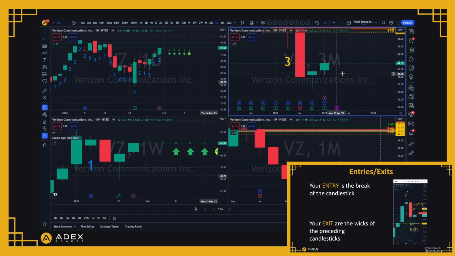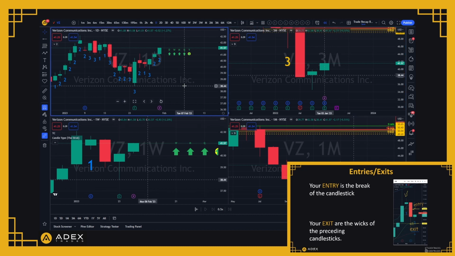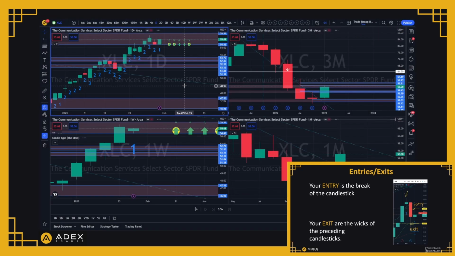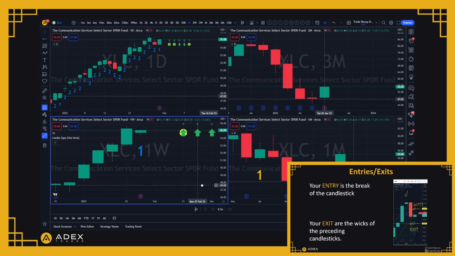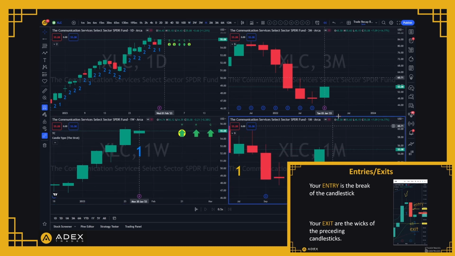I like looking at things in full time frame continuity, sector rotation, meaning that the sector is also green. Verizon is in XLC. If you look at XLC, it is green on the week, green on the month, green on the quarter, green on the day. All right, so that's my first check mark.